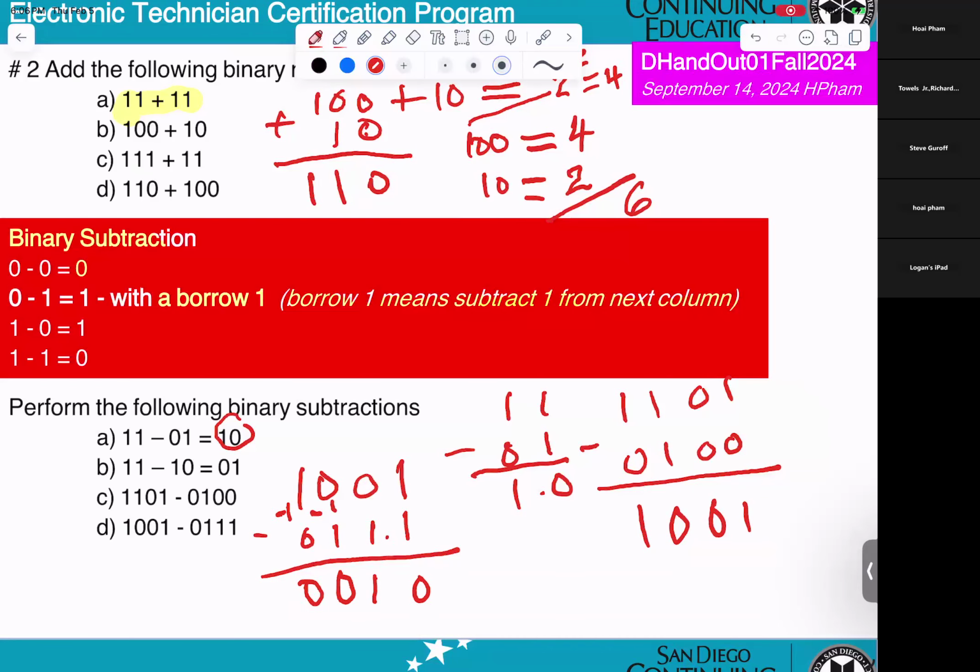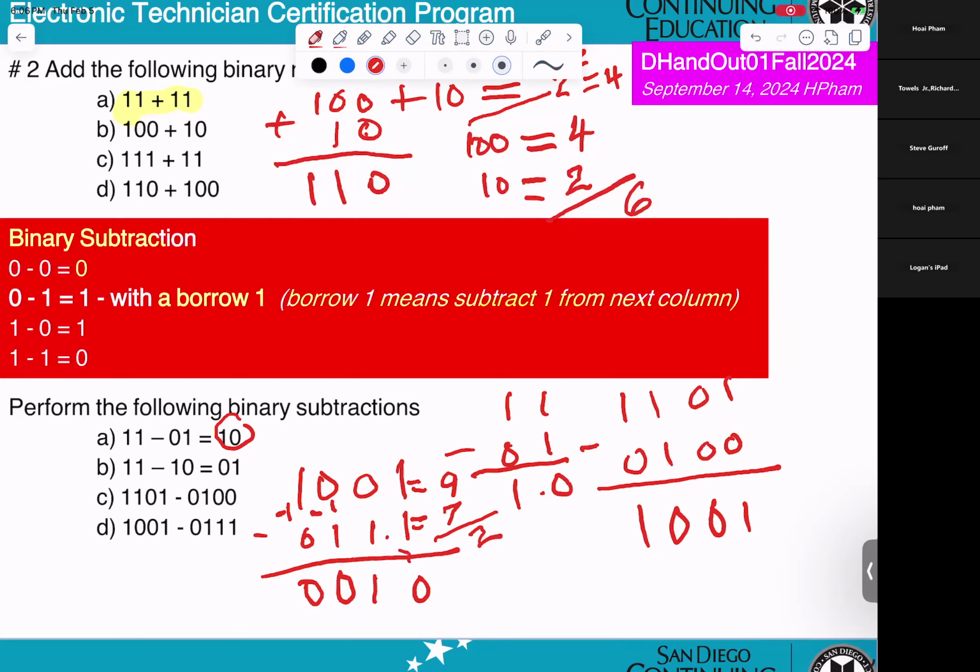Okay? Now, if you try to understand what number 1001 is in decimal, for mine, I know, number 9. 0111, that's number 7. So 9 minus 7, you get number 2.